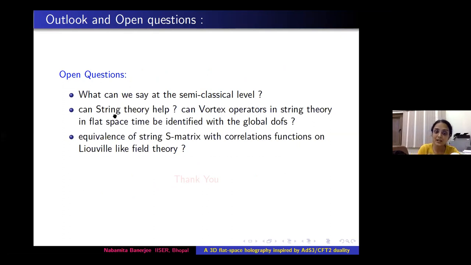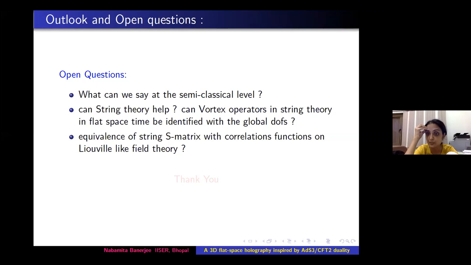The first thing to look at is the following: can we construct vortex operators in string theory, but now in flat spacetimes, and then identify those vortex operators with these global degrees of freedom, with these global solutions that we have? Is it possible to do it? This is exactly the equivalence of Giveon and Kutasov, what they did for AdS3 cases.